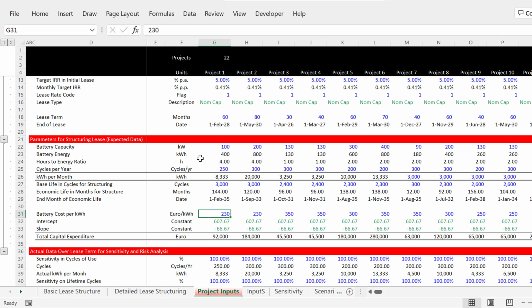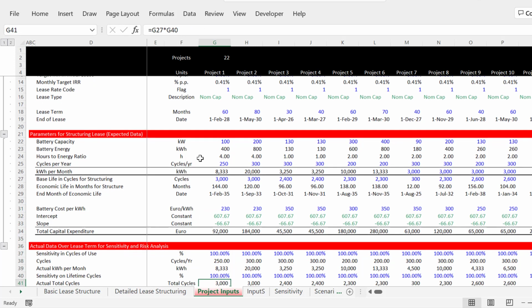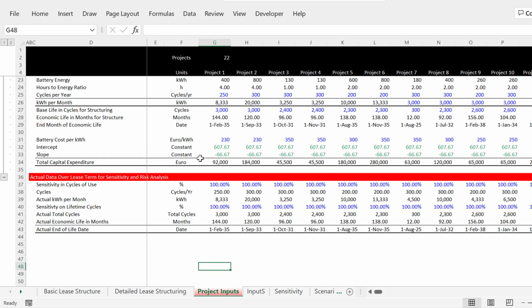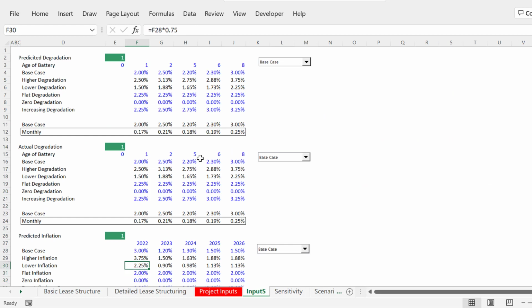And remember, that remaining life is a big deal in the valuation of the lease. And then for the cost, I made a little formula where I adjusted the cost based on the amount of capacity and energy, because they're both accounted for. So we get the capital expenditures, just like I showed you.